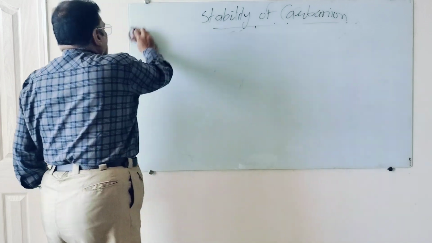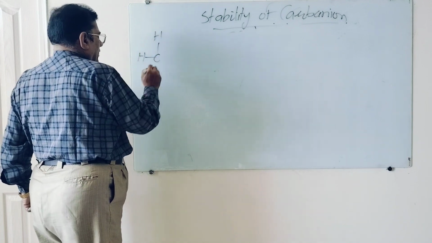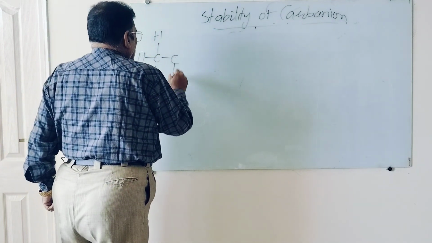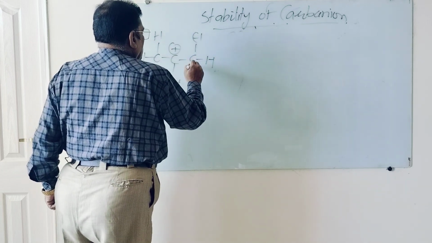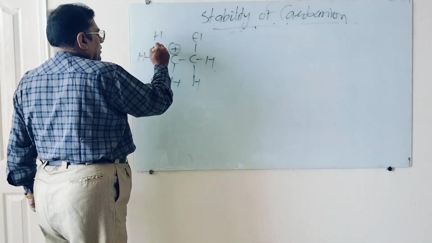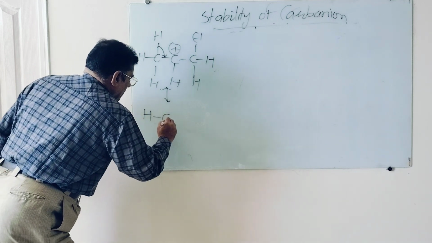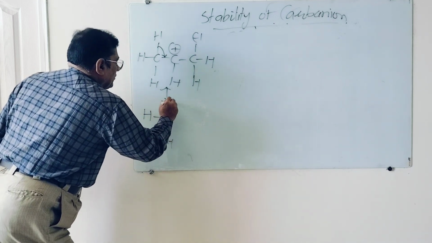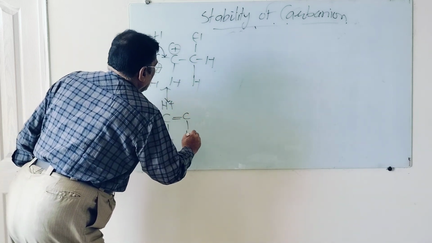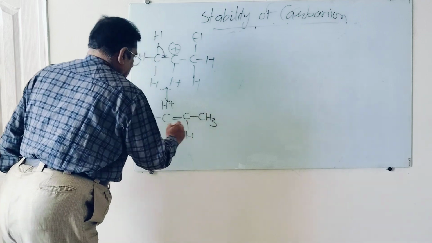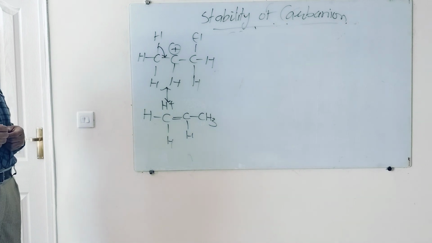Again, first I am taking the isopropyl carbocation so that you can understand in a better way. This is the isopropyl carbocation, right? Any hydrogen will come to this place, and the second hyperconjugative structure will be, this is H plus, this bond is coming here as a double bond, and this CH3 will remain as such. There will be 3 plus 3 plus 1, that is 7 hyperconjugative structures.